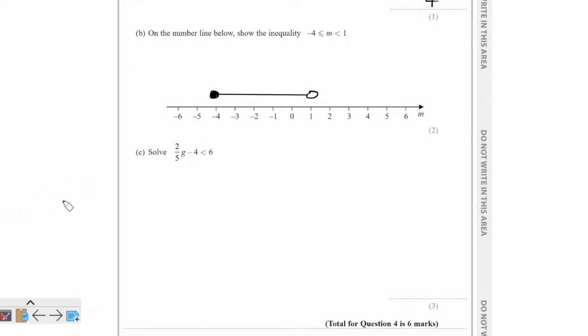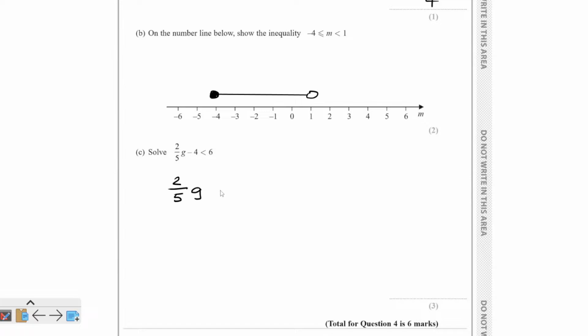So we're now told to solve this inequality. It's a linear inequality. So we've got 2/5 of g minus 4 is less than 6. So we're just going to solve it like any other normal equation, basically. Just copy the same symbol. So I want to get g on its own. So I've got 2/5 g.